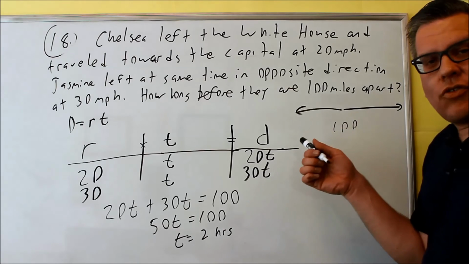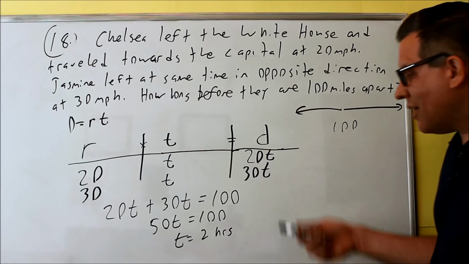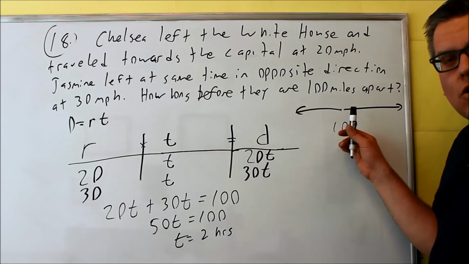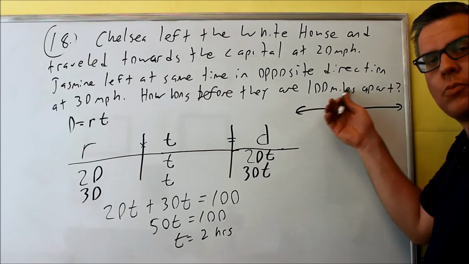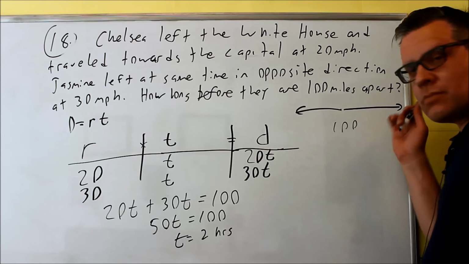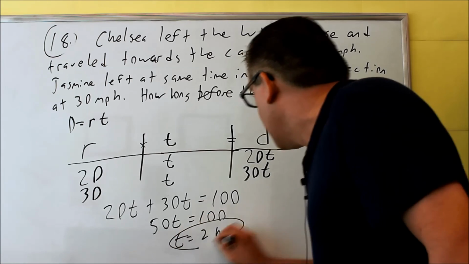So this is not asking for the time of each one. It's asking how long will it take until they're 100 miles apart. You just put that as your final answer. It takes them 2 hours before the distance between them, as one person's going this way, one person going that way, is 100 miles. So your final answer right here: 2 hours.